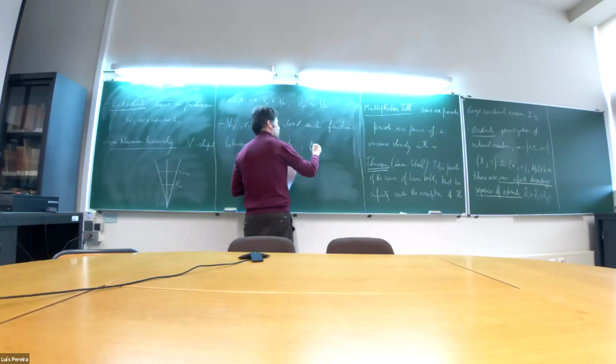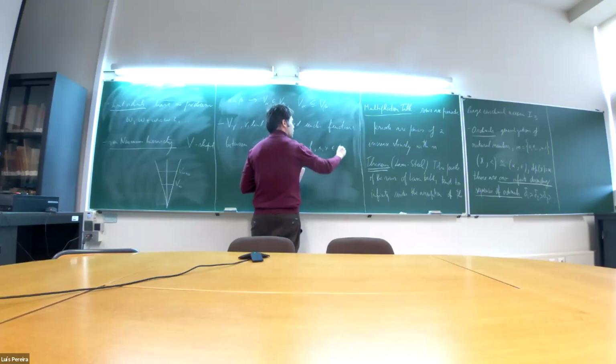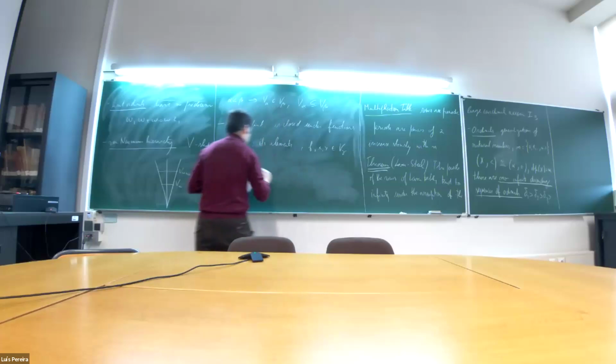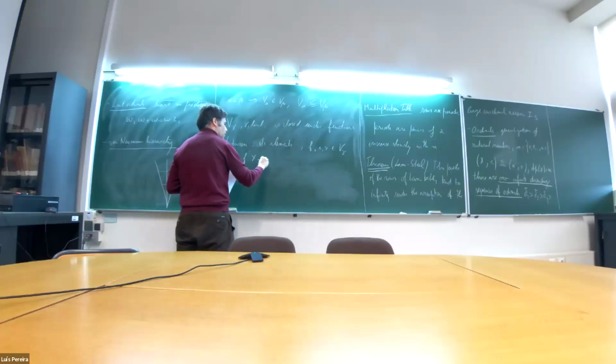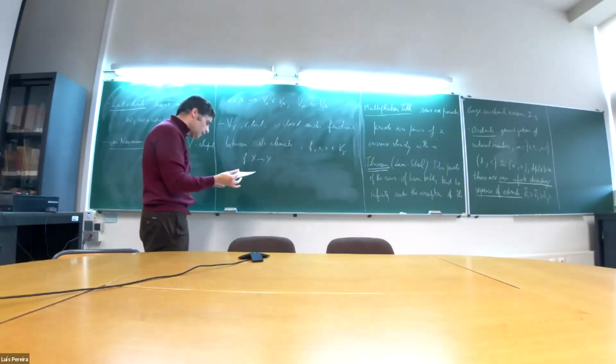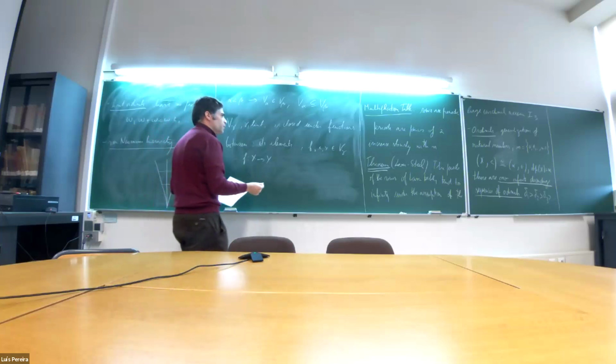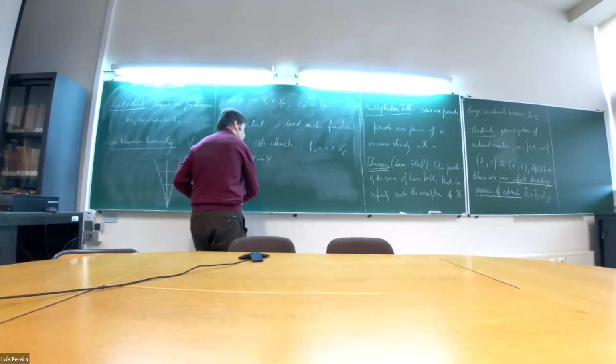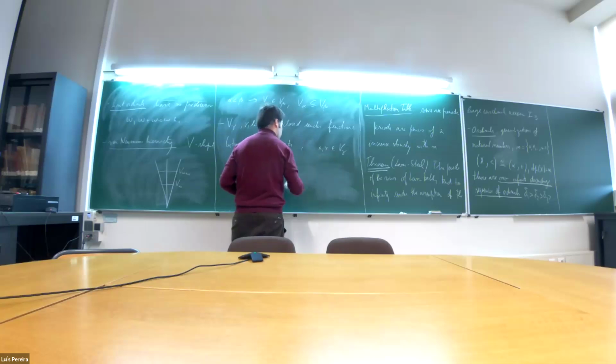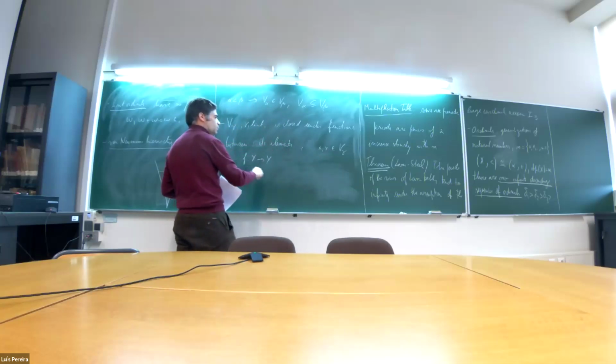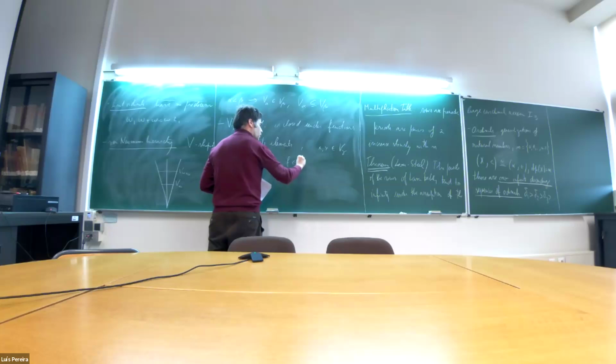So if you have a function from x into y, then if x and y are in V gamma, a function from x into y also belongs to V gamma.